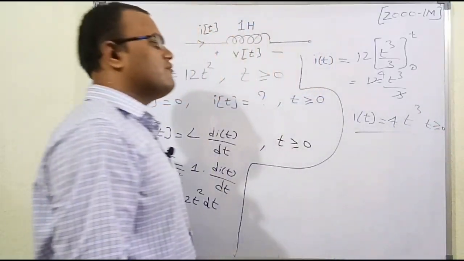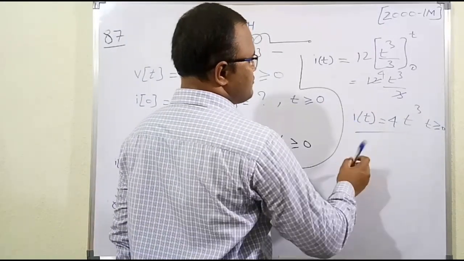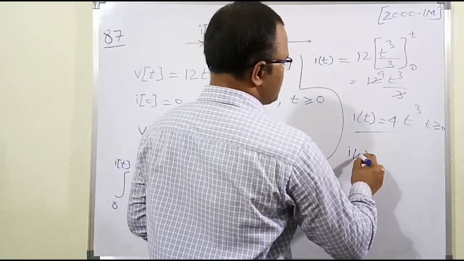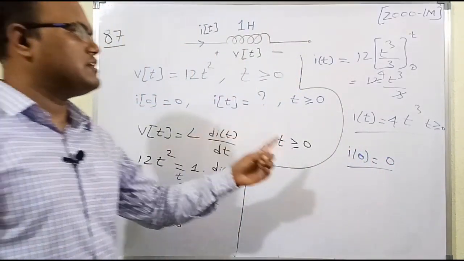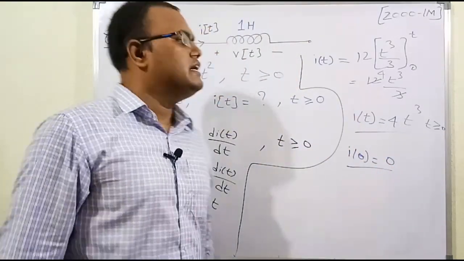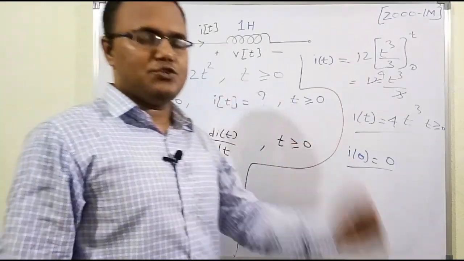This is the required solution of this numerical. If you substitute t is equal to 0, then I of 0 is equal to 0. So the initial condition is also satisfied by this equation. Therefore the answer is I of t is equal to 4t cube for t greater than or equal to 0, and V of t is equal to 12t square for t greater than or equal to 0.